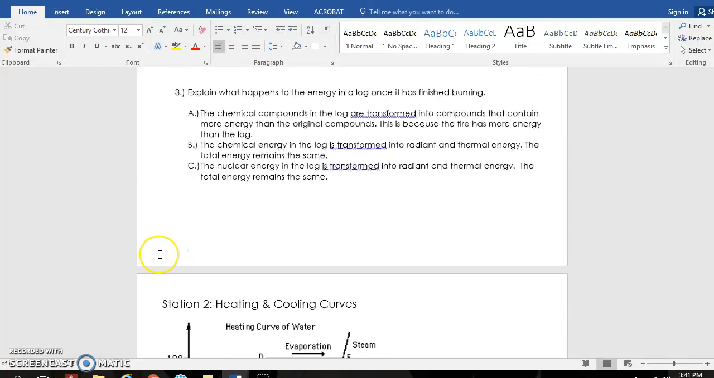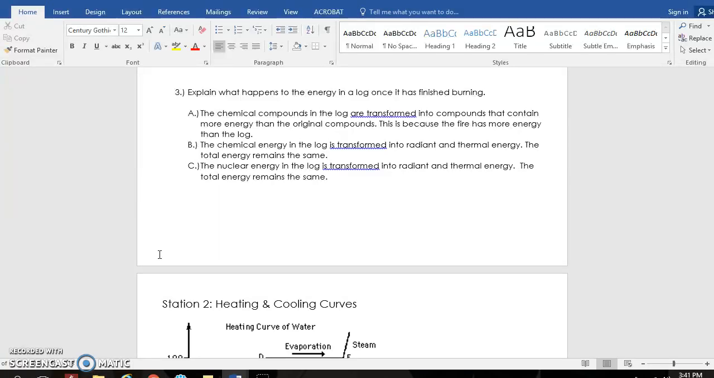Number 3, explain what happens to the energy in a log once it has finished burning. So again, thinking about law of conservation of energy, we can't have more in the end than we had in the beginning. We can't have more in the beginning than we had in the end. So we've got to find the answer choice that explains we have equal amounts. So A, the chemical compounds in the log are transformed into compounds that contain more energy than the original. Nope. B, the chemical energy in the log is transformed into radiant and thermal energy. The total energy remains the same.